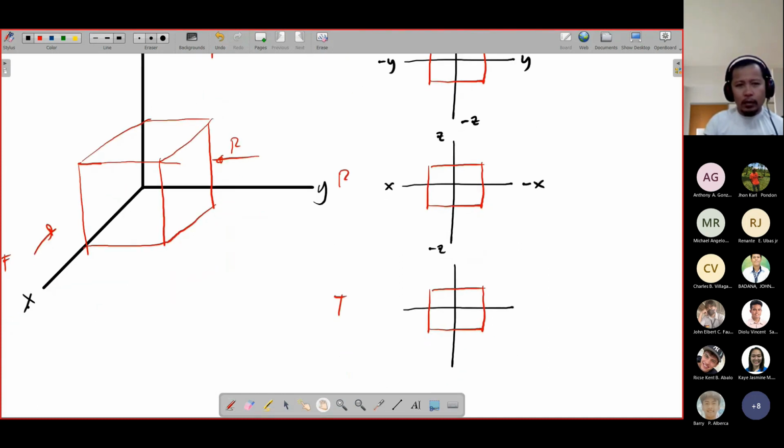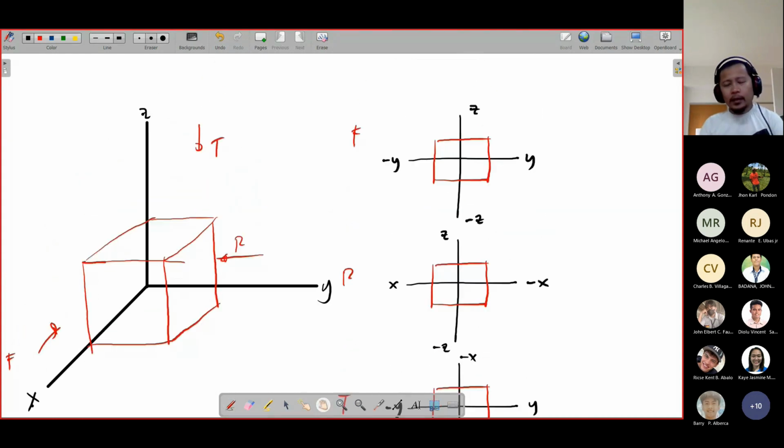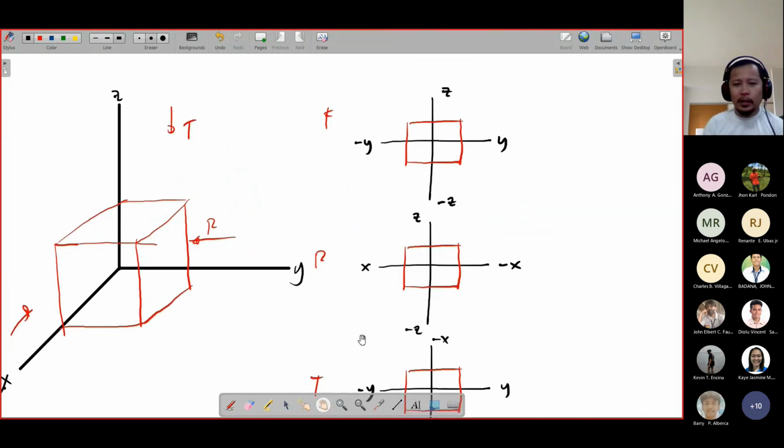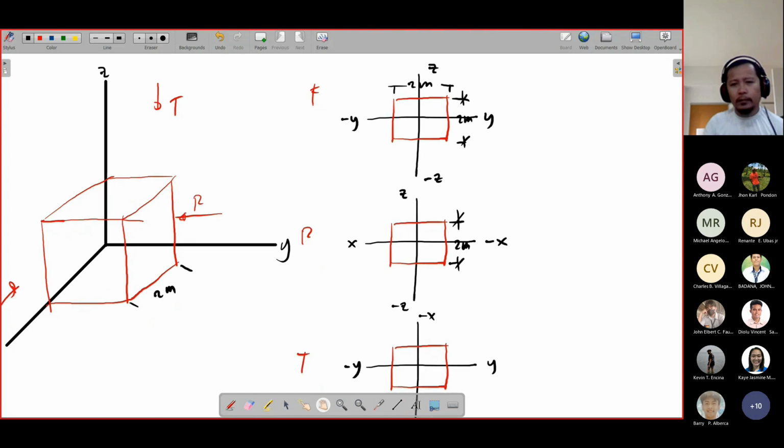If you are in the top view, you see your x-axis, positive x and negative x, and negative y and positive y. Okay? Now, what are the dimensions? What are the limits? Take note that the dimension is 2 meters. This is 2 meters, this is 2 meters, and this is also 2 meters.